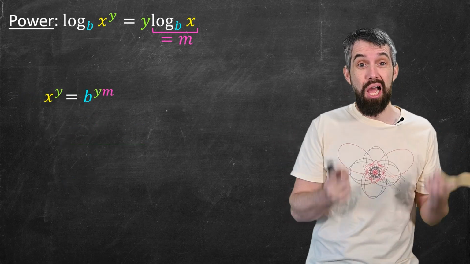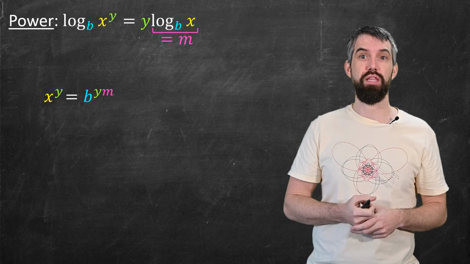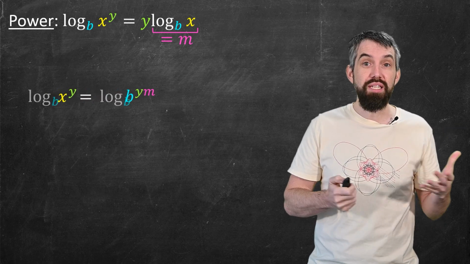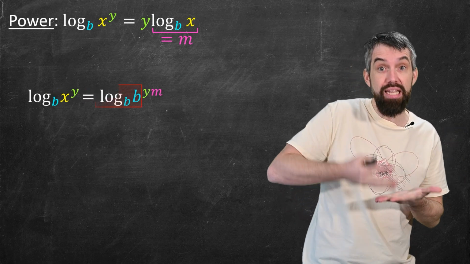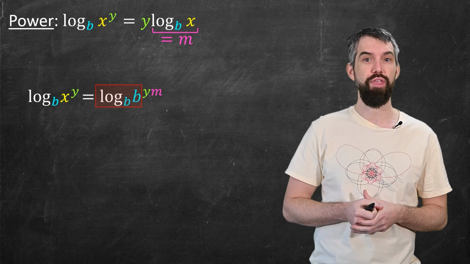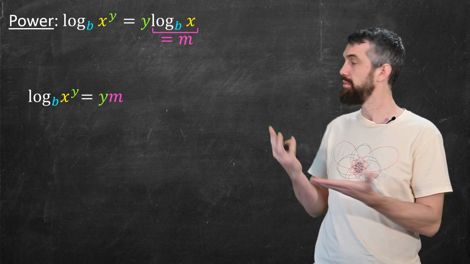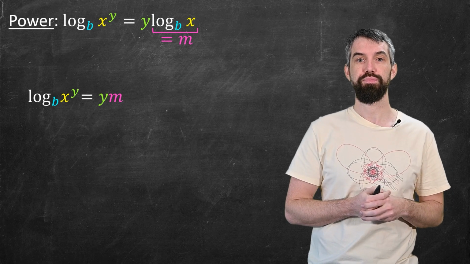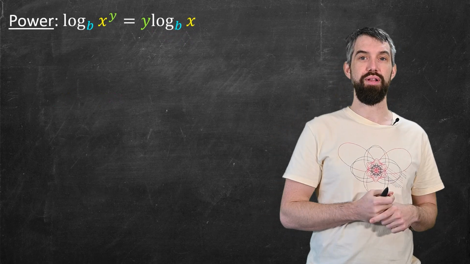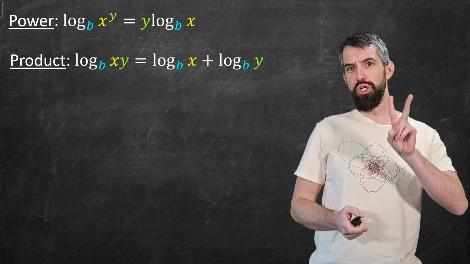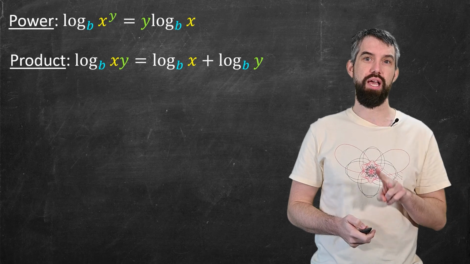Now I just need to take logarithm to get back to my original, so I'll take the logarithm of both sides. Once again, I've got a log base b of b to the ym, so let's get rid of those by our definition. So this is just y times m, which is exactly what our statement is. Okay, so we've got this power rule. We've already seen the product rule before. There's two other ones I think you should know going into calculus.